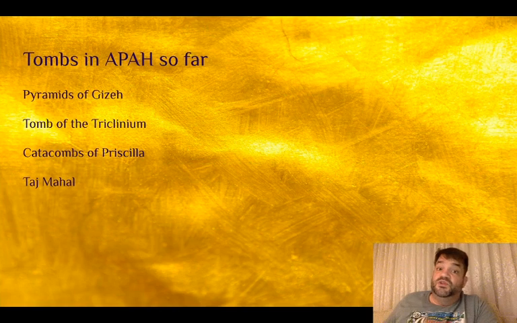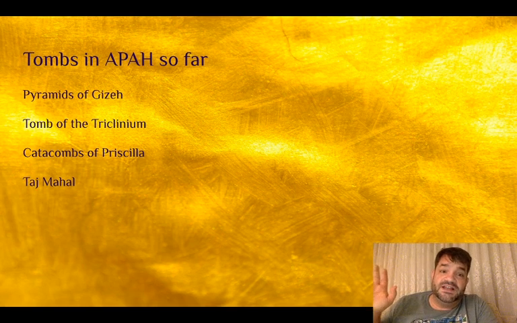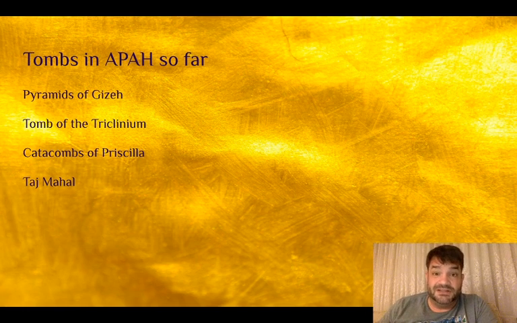So the tombs that we've looked at so far in art history are the pyramids at Giza. We've looked at the tomb of the triclinium, the Etruscan tomb with the frescoes. We looked at the catacombs of Priscilla, the Christian burial spots with their really fast frescoes beneath the city of Rome, and of course the Taj Mahal.